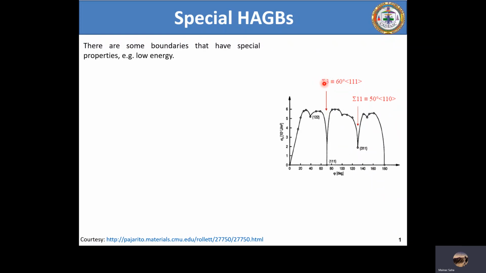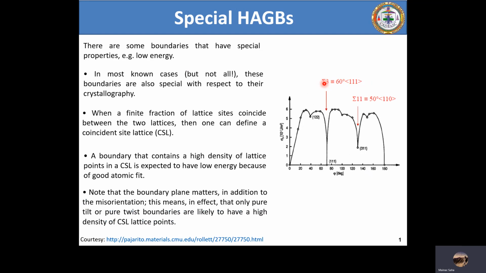So in that case, the second last point in this slide says there is a boundary which contains a high density of lattice points in a CSL. Of course, a sigma 3 will have a higher density of lattice points in a CSL because every third lattice plane between the two adjoining grains is continuous with each other. However, in the case of sigma 11, every 11th lattice plane between the two adjoining grains will be continuous.